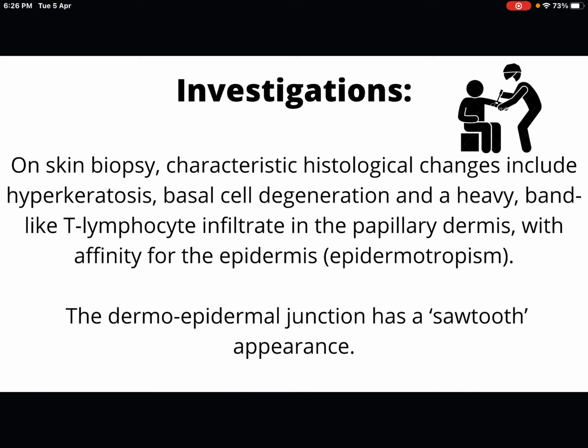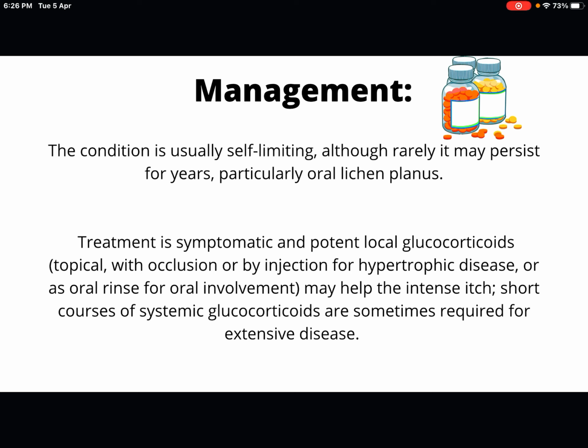So, investigation part: the mainstay diagnosis is through clinical features only, but skin biopsy we are doing. On skin biopsy, what are the characteristic histological changes? You have to mention these: hyperkeratosis, basal cell degeneration, heavy band-like T lymphocyte infiltrate, etc. And the other important one is the dermoepidermal junction. The dermoepidermal junction has a sawtooth appearance. That is important.